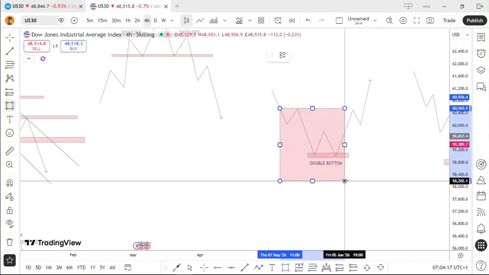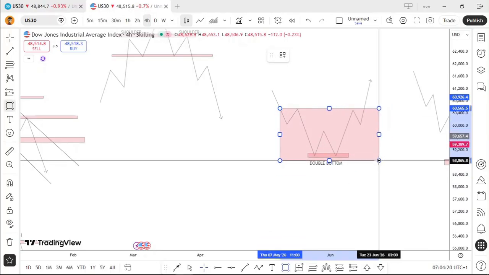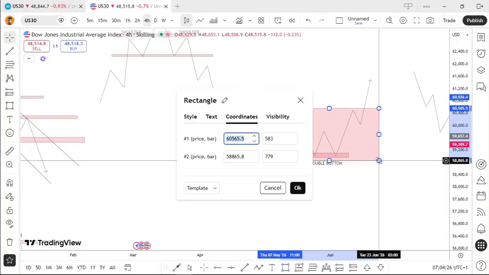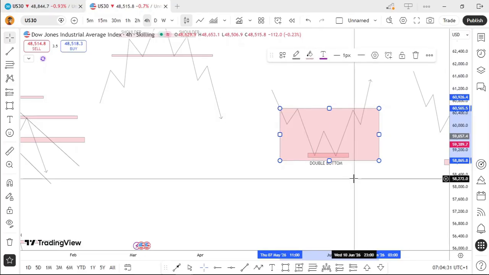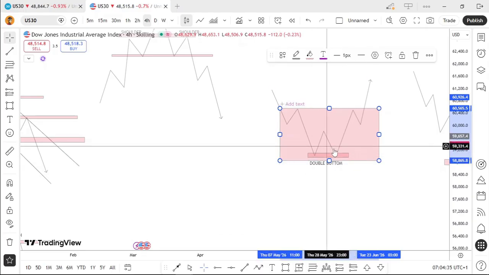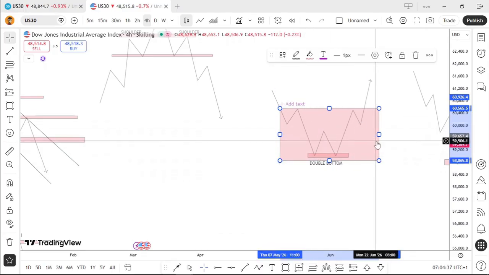It forms a W shape. Some people call it double top and double bottom, some people call it W pattern. It has different names. So if you hear different names about it, this is basically what it means. This structure is what it means.